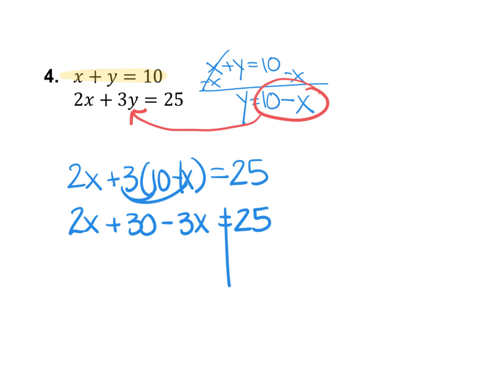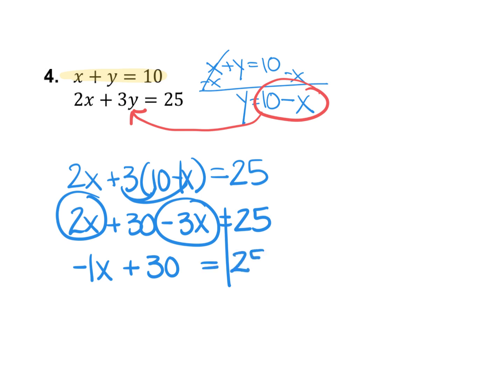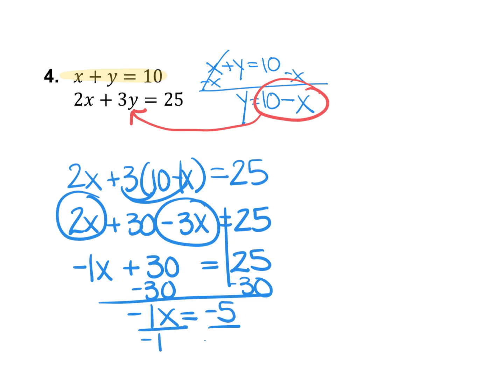All right, now before we take anything from side to side, let's combine. So we have 2x minus 3x is negative 1x plus 30 is equal to 25. All right, let's isolate the variable. We're minusing the 30. Negative 1x is equal to negative 5. And the negative 1 is multiplying, so we're going to divide. And now x is equal to 5. Because negative 5 divided by negative 1 is positive 5.